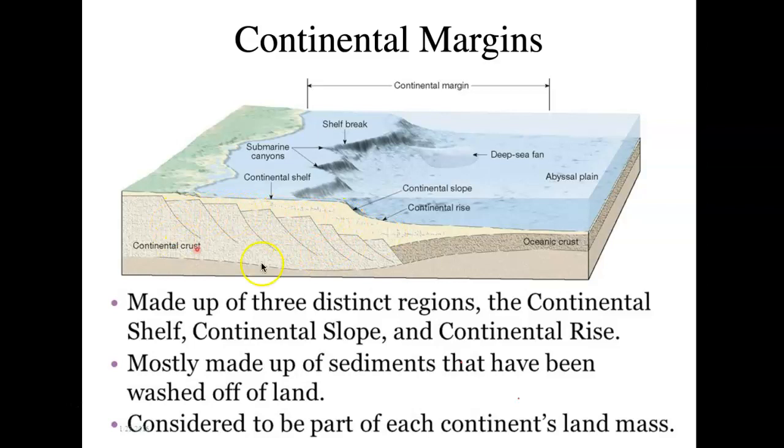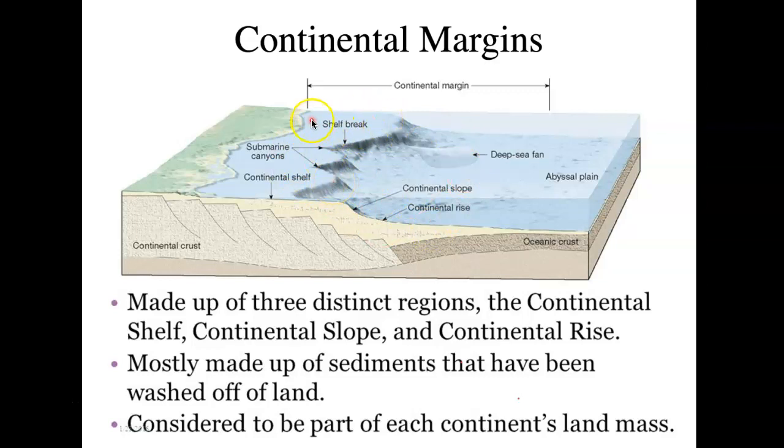But I like this because it shows you your continental crust. It shows you, again, the kind of gradual transition to your oceanic crust. And it will also show you how we actually break up our continental margins. So again, our continental margins are this part of the continental crust that are literally submerged underwater. And we break them up into these three distinct regions.